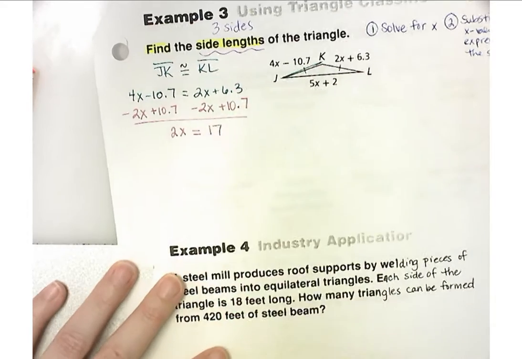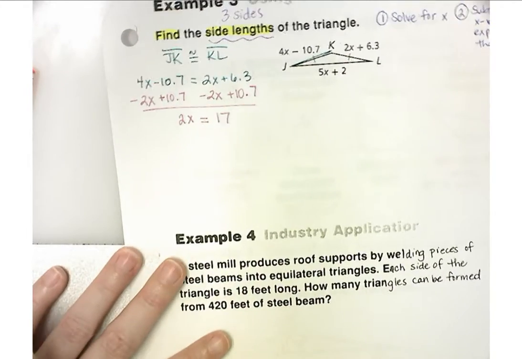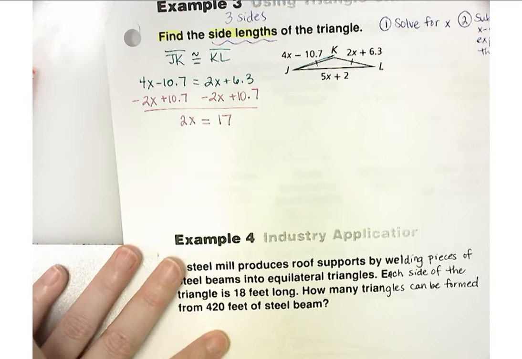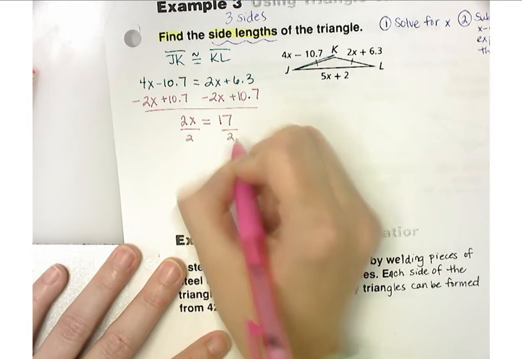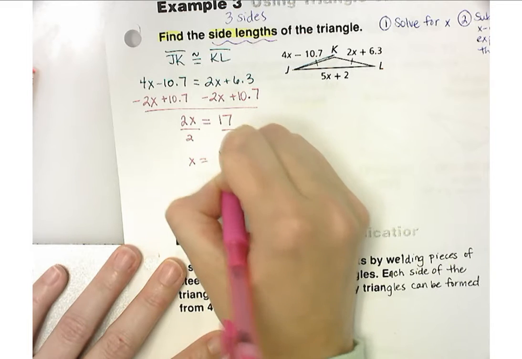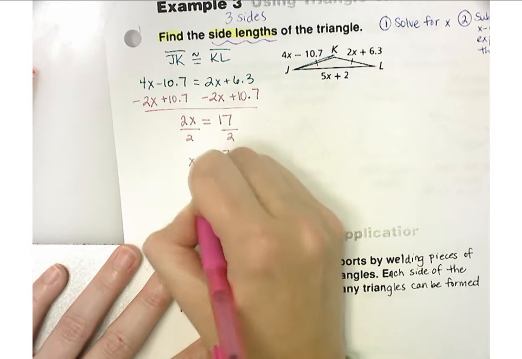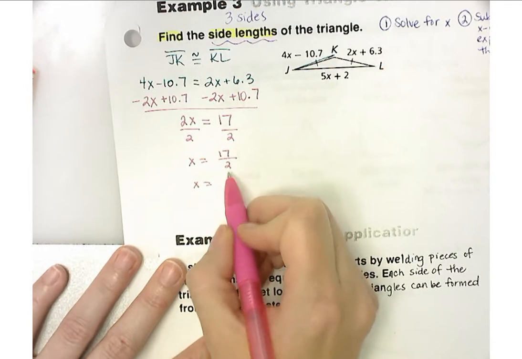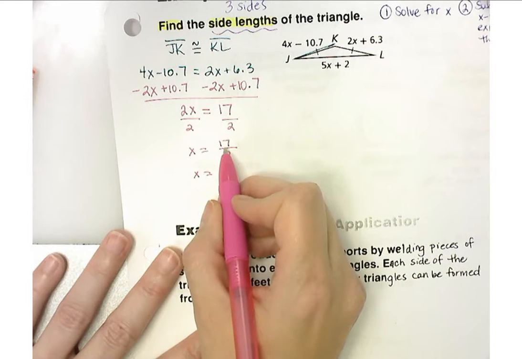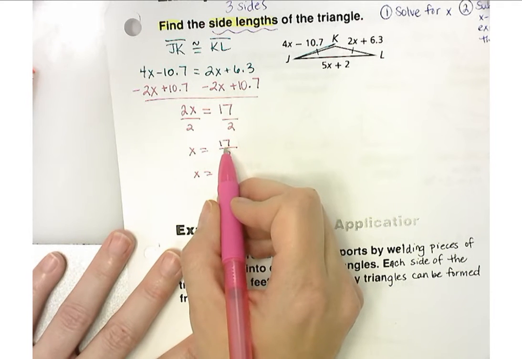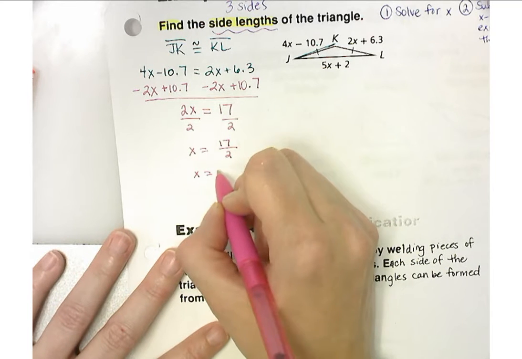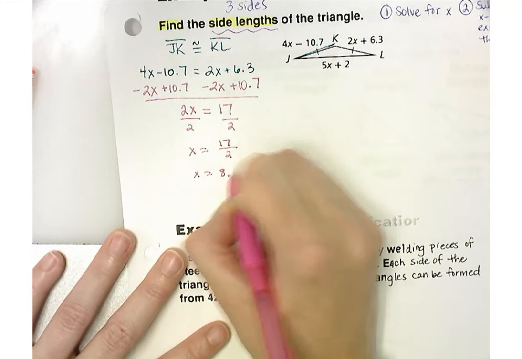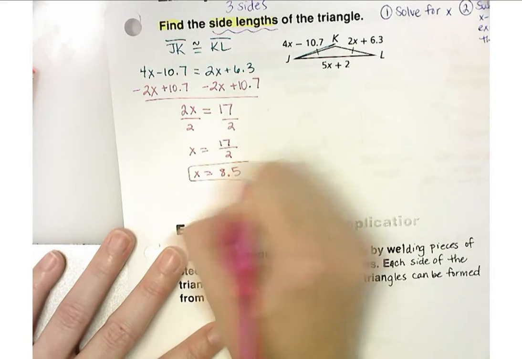And then, Max, how am I going to finish this? What am I going to do after that? You're going to divide 17 by 2. Okay, so I'm going to divide both sides by 2. So x would be 17 divided by 2, which we can cut in half. When you cut it in half, think of what's half of 16? 8. So if it's half of one more, it would be half. Okay, so this would be 8.5. All right, so that's our first step, to solve for x.